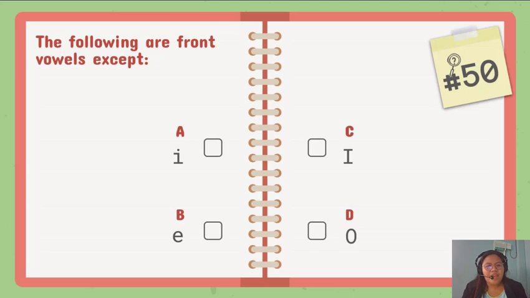And the following are front vowels except, so I will not read this one because you're supposed to look them up in the IPA or International Phonetic Alphabet. So the correct answer for this one is letter D. It is a back vowel, whereas the A, B, and C options are front vowels.